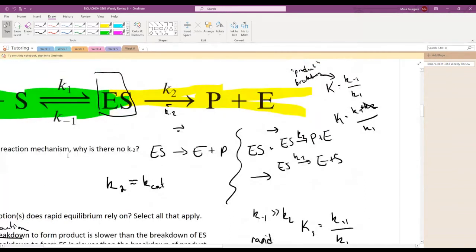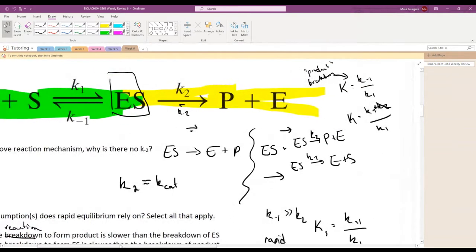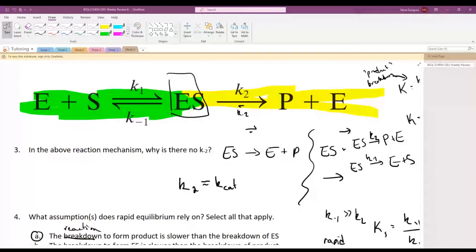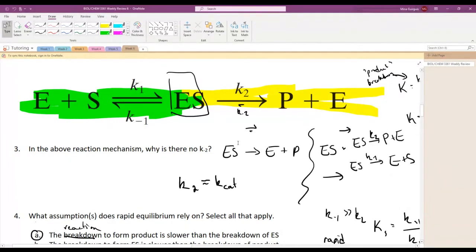So in this case, what's happening? The enzyme substrate complex can now break down or create two different products without significantly favoring one or the other. And so because of that, as soon as the enzyme substrate complex is formed, it's going to go to either of them.